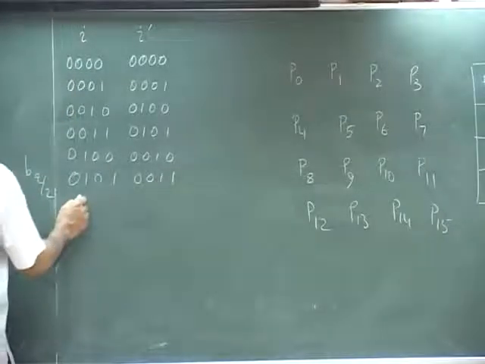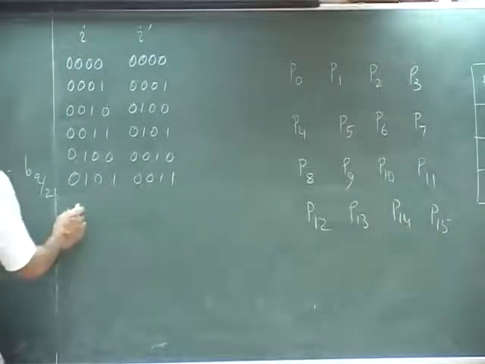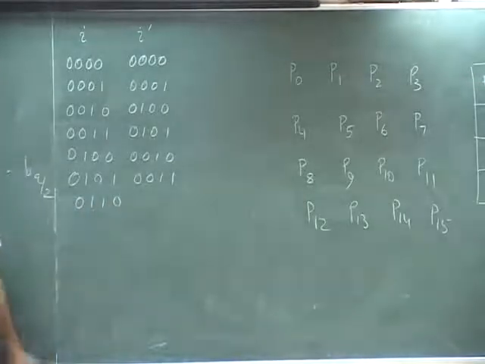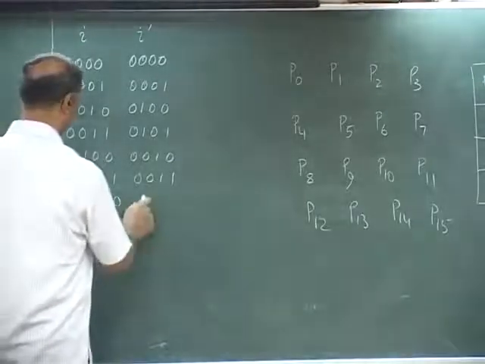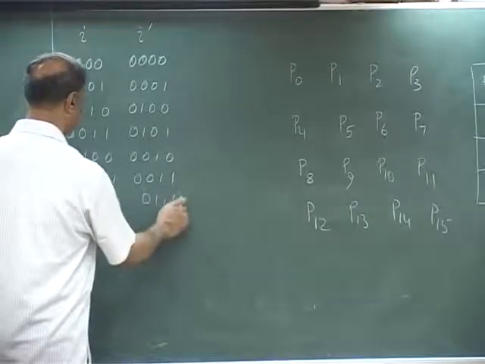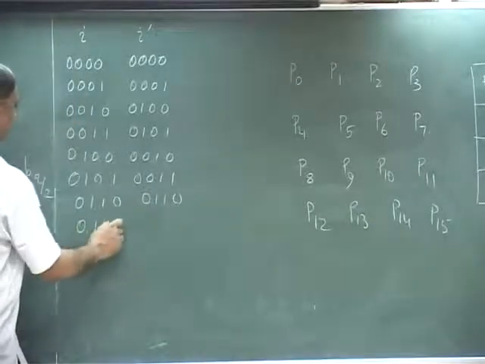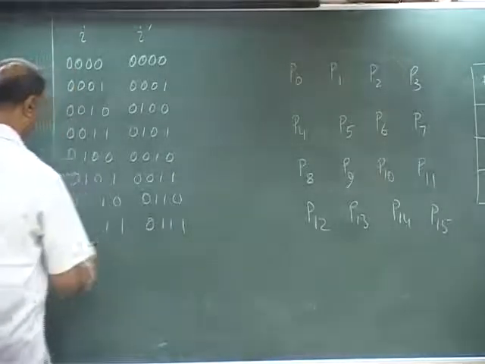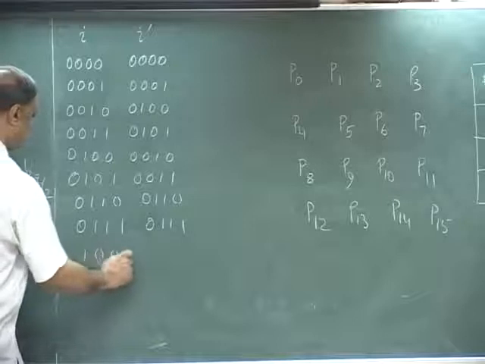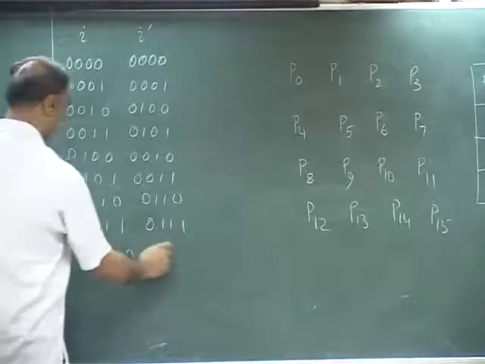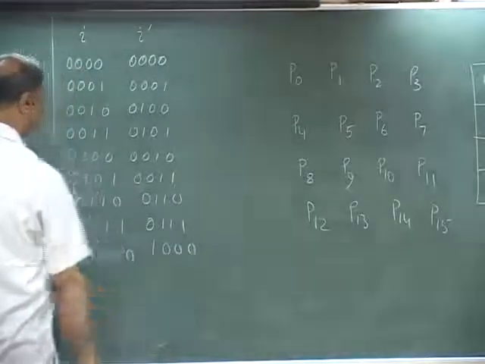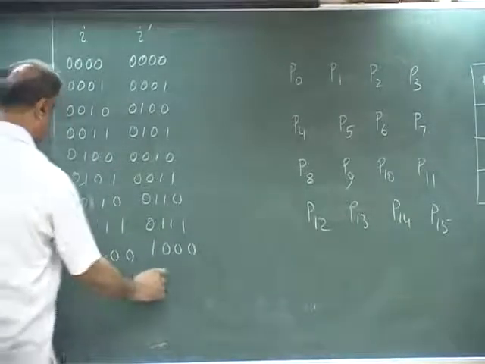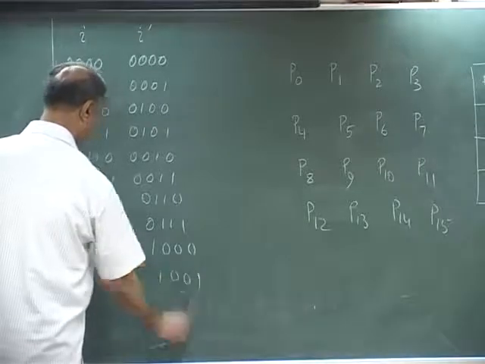Then you have 0, 1, 1, 0. So it is 0, 1, 1, 0. You have 0, 1, 1, 1. Still it is 0, 1, 1, 1. Then you have 1, 0, 0, and this is 1, 0, 0. Then you have 1, 0, 0, 1. So it is 1, 0, 0, 1.